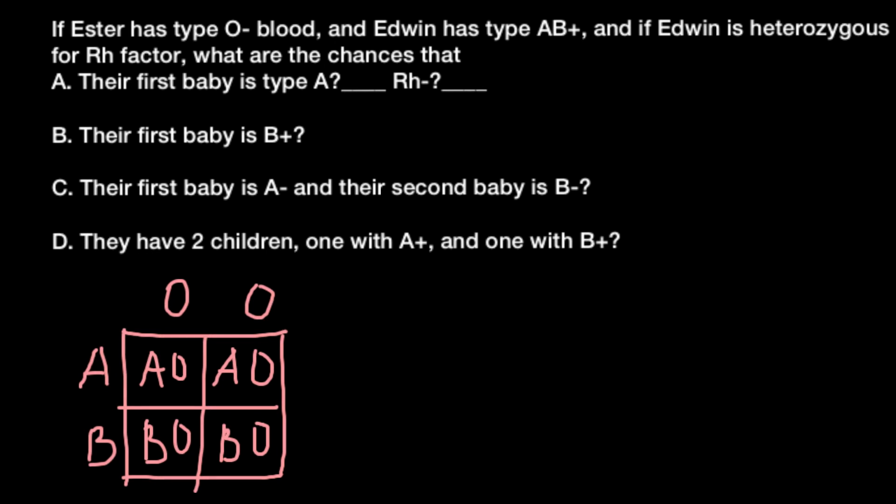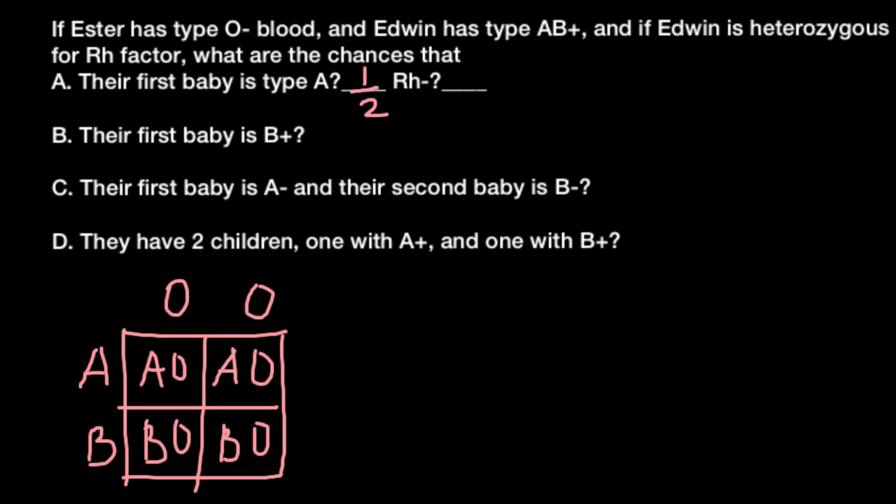So what is the probability that the first child would belong to blood group A? As you see, the probability would be 2 out of 4. So the chances would be 1/2 or 0.5 or 50%. That is all the same. So we can say that, for example, this is going to be 1/2. We are going to use fractions here. And the second part of this question, Rh negative.